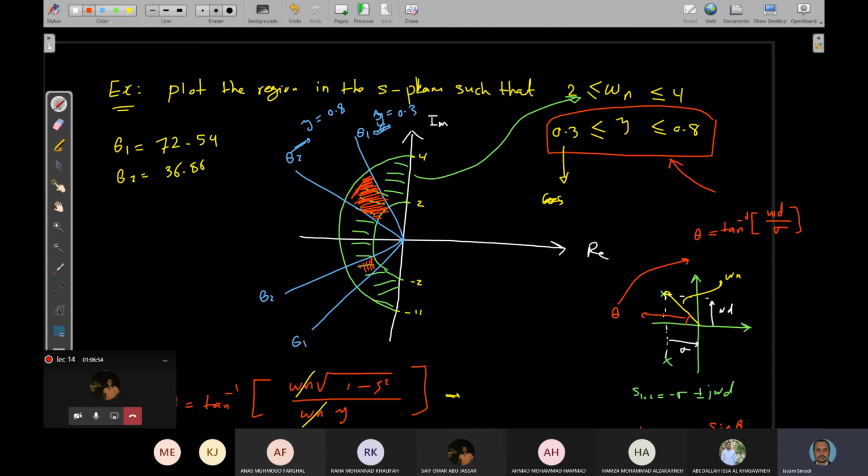So this is the area as Safe told us, and if you have any problem, please consult Safe for that. He is expert in marking, let's say, the region in the S-plane that fulfills certain percent overshoot and certain settling time. Good. Do you have any question until here?